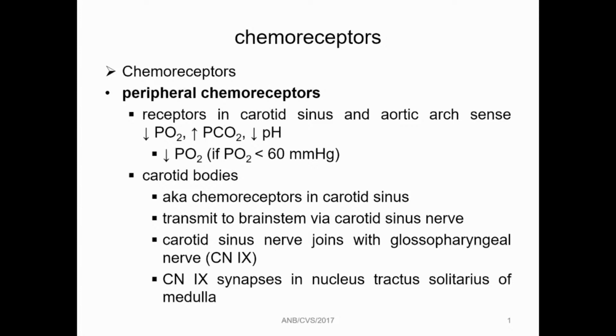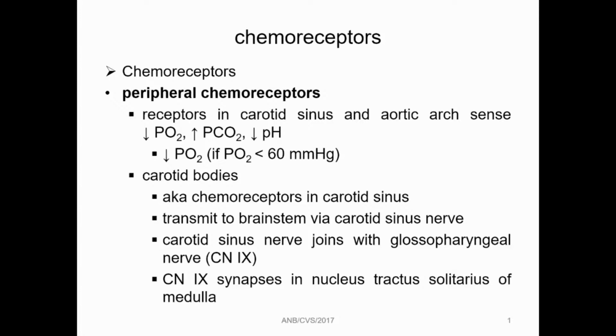What is the action of the chemoreceptors? Now let us see about the peripheral chemoreceptors. The receptors in the carotid sinus and the aortic arch sense the change in the partial pressure of oxygen, partial pressure of carbon dioxide and pH. If there is a decrease in the partial pressure of oxygen, an increase in the partial pressure of carbon dioxide, or a decrease in the pH, the peripheral chemoreceptors will be stimulated.